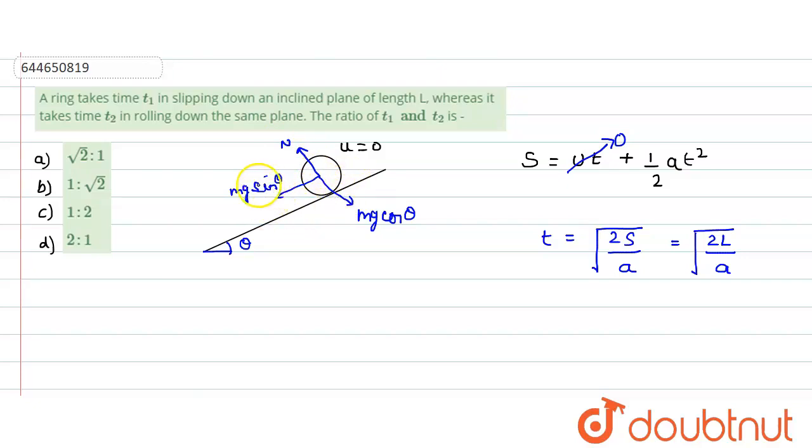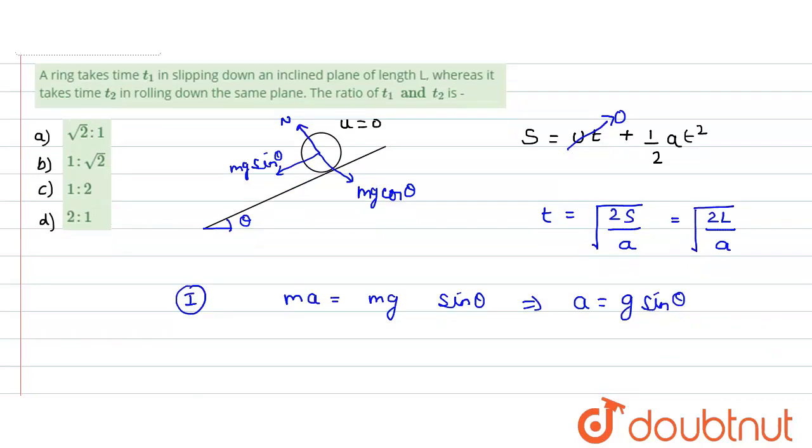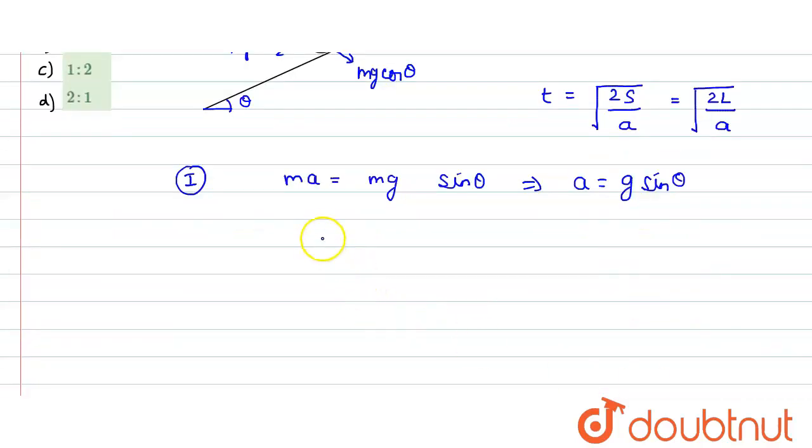In this condition, what would be the value of the acceleration? The net force in the downward direction is equal to mass into acceleration. So for the first case, ma is equal to mg sine theta. The m cancels, so our acceleration in the first case is g sine theta. So our t1 is equal to the square root of 2L divided by g sine theta.